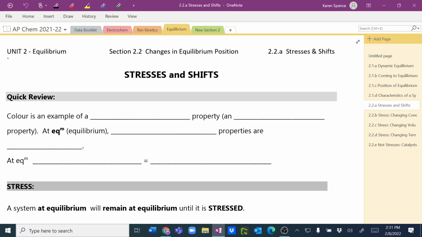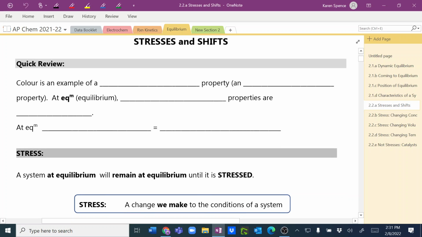Are we moving too slow, too fast? How are we feeling? Good so far? Okay. Tell me if I'm moving too slow or too fast. I can either pick up the pace or slow down, whatever you like.